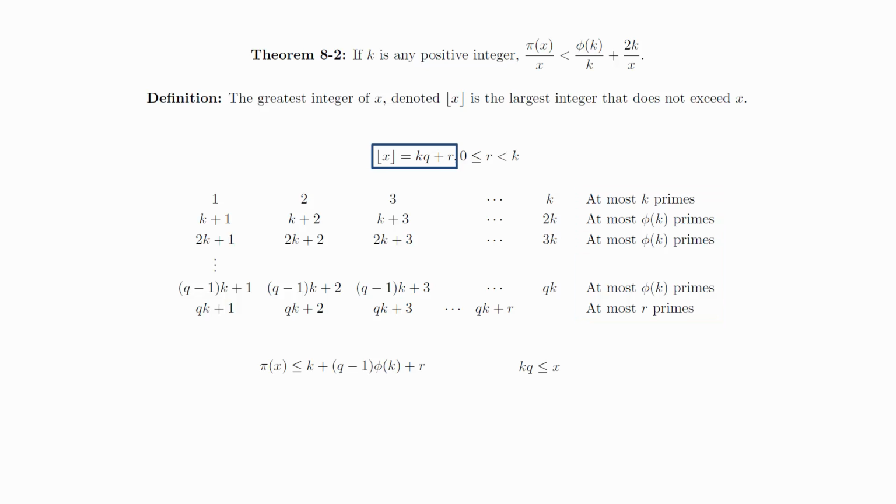Notice that k times q is less than or equal to x, so that q minus 1 is less than x over k. Also, notice that r is less than k. These substitutions allow us to manipulate the equations a little bit more. In class, we're going to push this equation even further and show that pi of x over x goes to 0 as x goes to infinity.